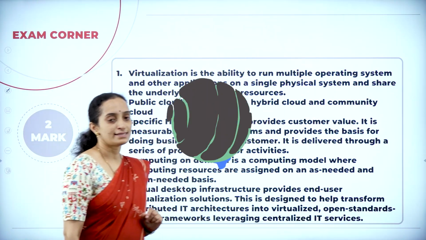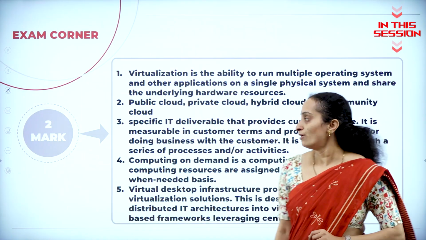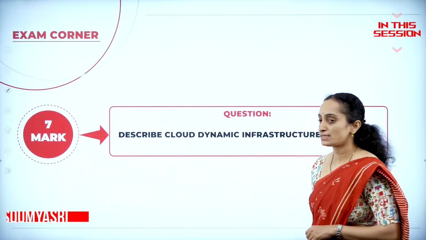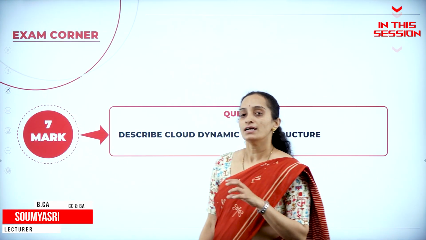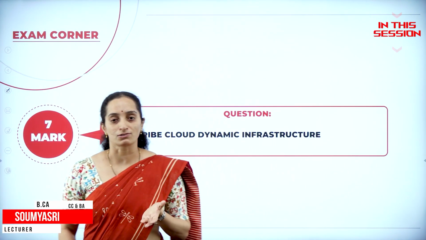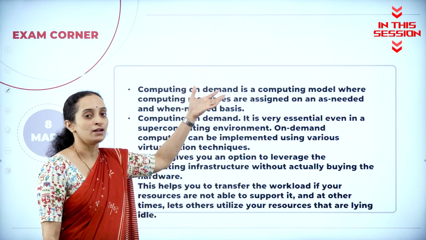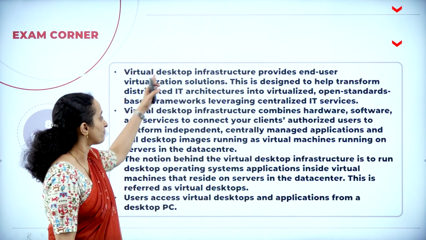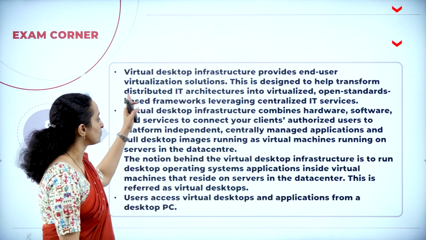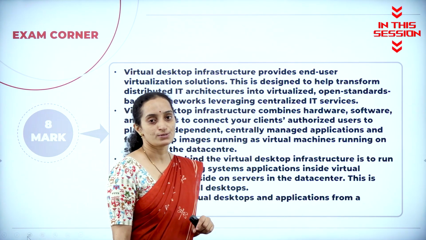These are the answers you can give for the 2 marks. So what is this cloud dynamic infrastructure? Dynamically changing according to the need of the client. Providing a computing service based on the user demand. Virtual desktop infrastructure: it is an end user virtualization solution.